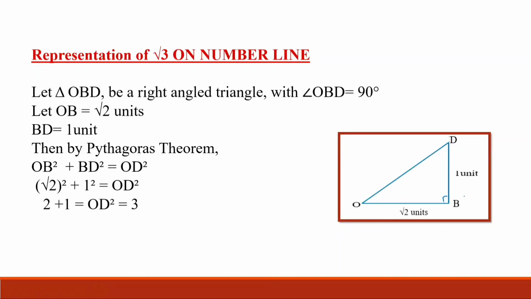3. So if OD square is equal to 3, it will mean that what? It will mean that OD will be equal to root 3 or not. It is the length. So I will ignore the negative sign and I'll get OD is equal to root 3 units. So if I'm able to construct a right angle triangle with one side equal to root 2 units and the other perpendicular side is 1 unit, then the hypotenuse will be giving me the length of root 3 units.